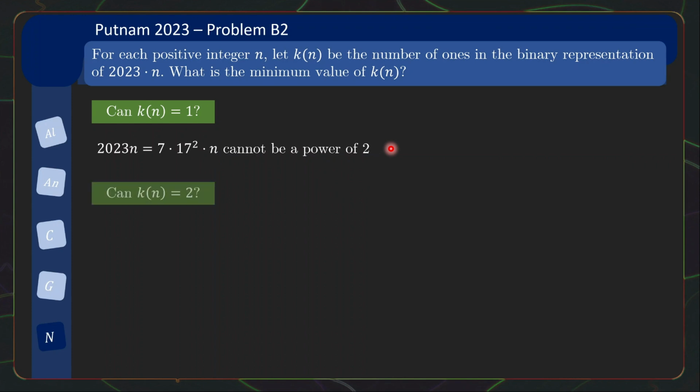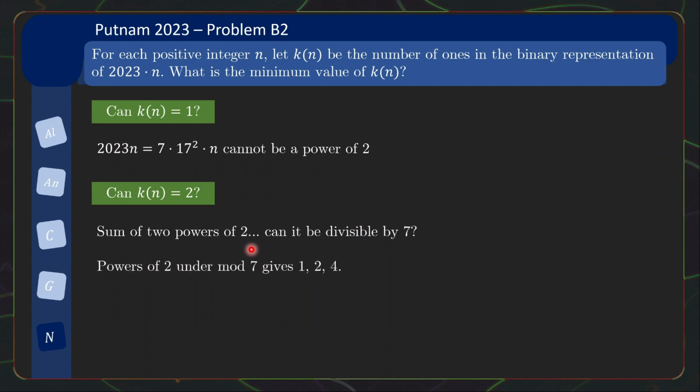Well, how about kn equals 2? So this time we have 2023n as a sum of 2 powers of 2, or rather 2 distinct powers of 2. Now, you can think about this possibility along the same lines, namely, I do know that 2023n must be divisible by 7. So is it possible for me to even have a sum of 2 powers of 2 giving something that is divisible by 7?